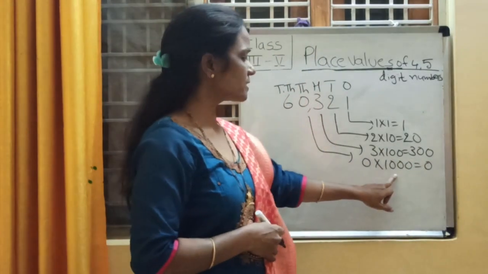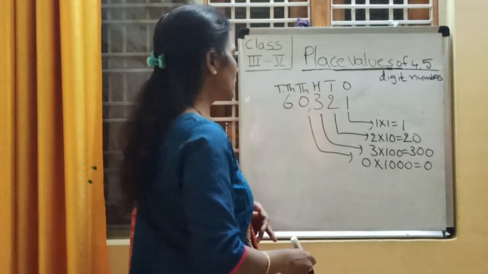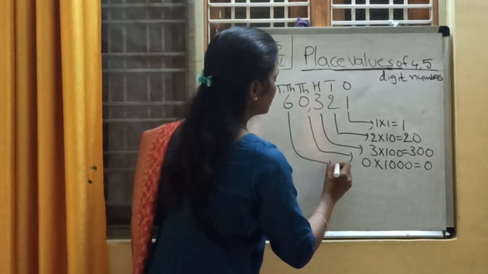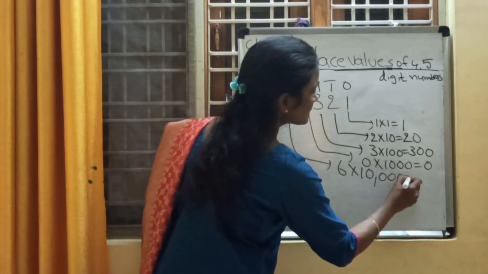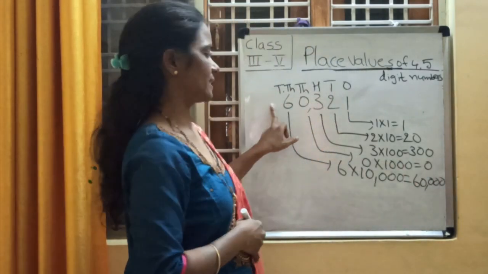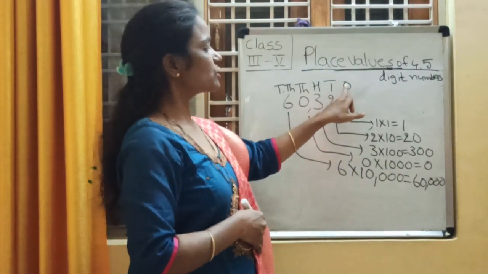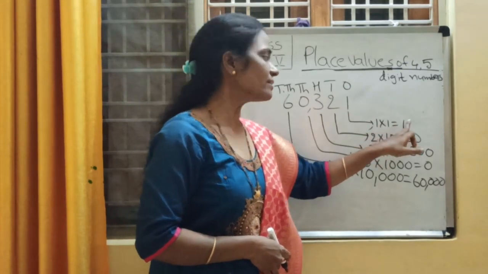0 is in 1000's place. So 0 into 1000 is 0, 0 is the place value of 0. 6 into 10,000, 60,000 is the place value of 6. 1 is in 1's place. 1's place value is 1 into 1, 1.